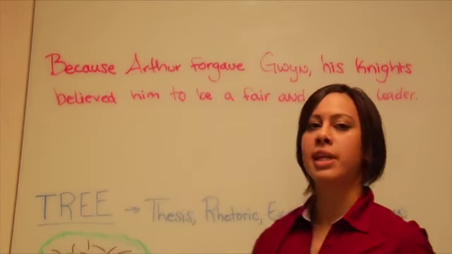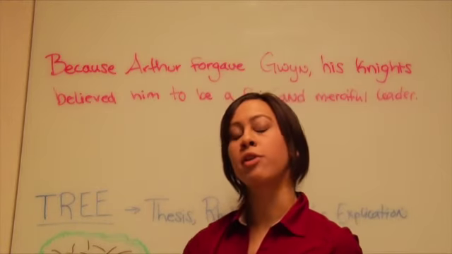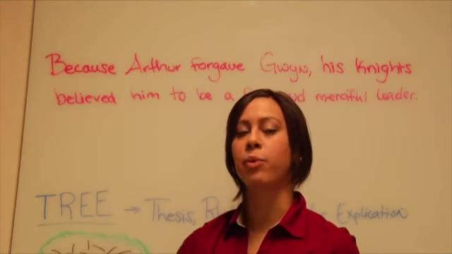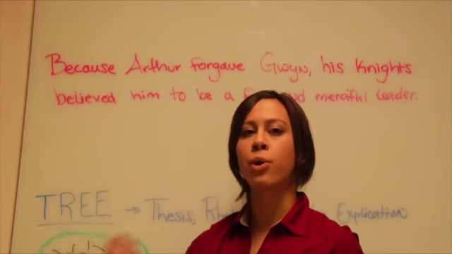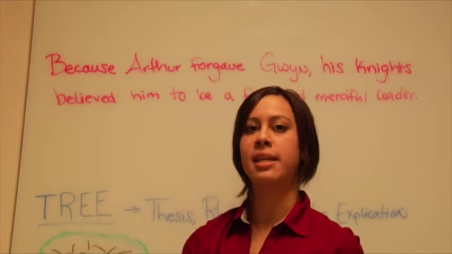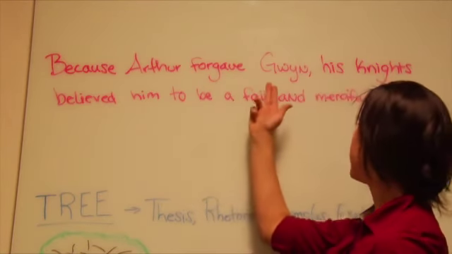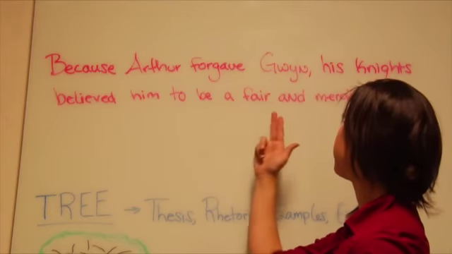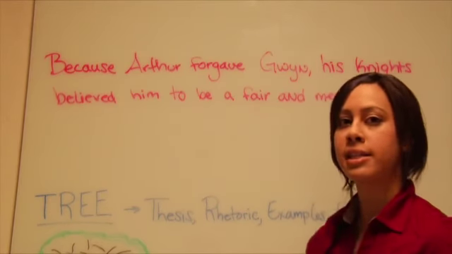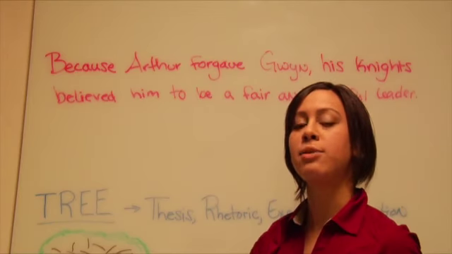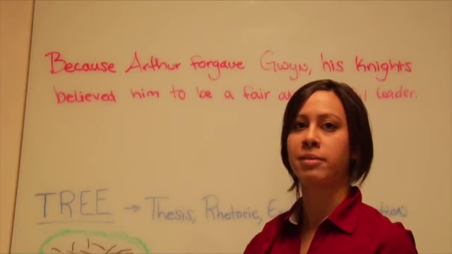So now let's revisit our earlier example of King Arthur being a merciful leader because he forgave Guinevere. Now let's take that quote that we presented earlier and analyze it and add to our own discussion. So, because Arthur forgave Guinevere, his knights believed him to be a fair and merciful leader. This is an example of explication and using analysis to further our argument.